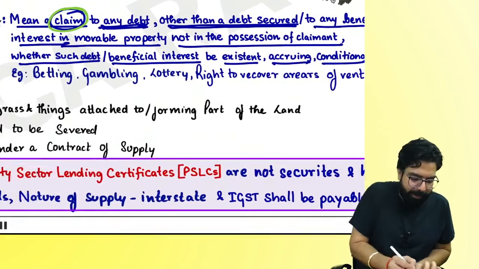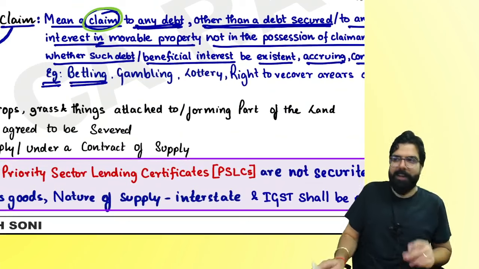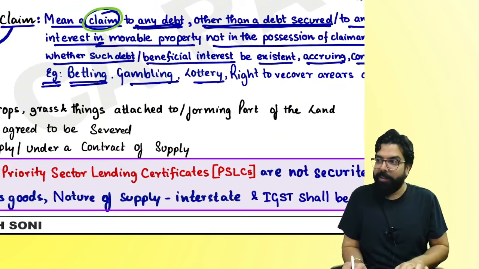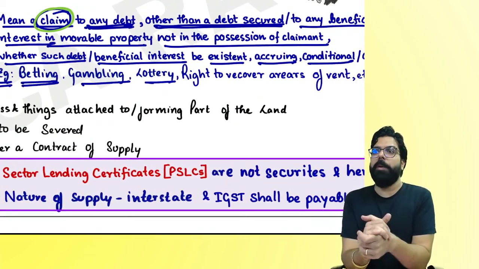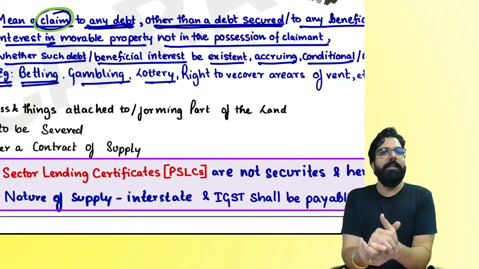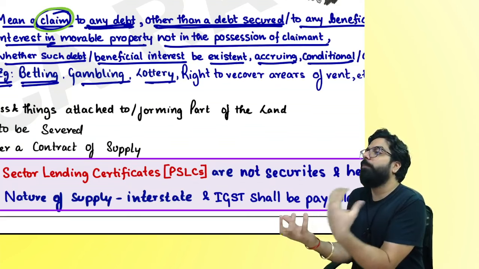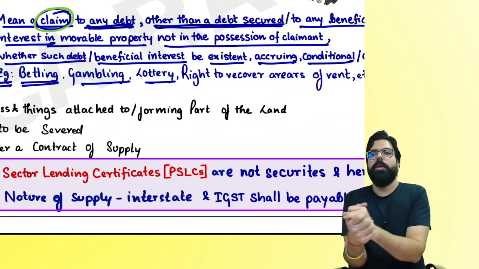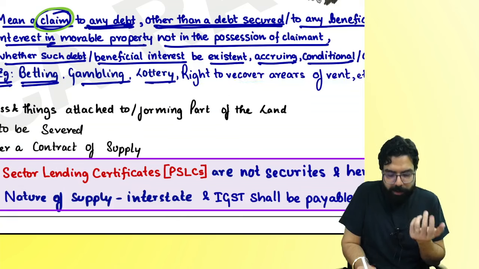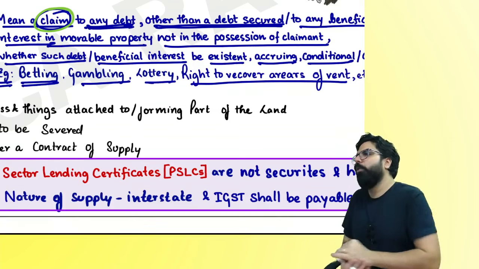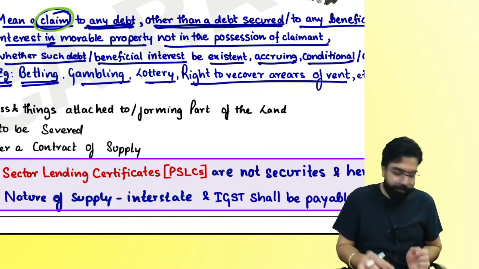And I have given whatever examples I have told you. You have put money in betting, gambling, lottery. If I am selling lottery, if I am allowing people to do gambling, betting, all this I am selling actionable claims. Are we all clear till here, everyone? And then it says right to recover arrears of rent, right to recover insurance amount. All these are also actionable.